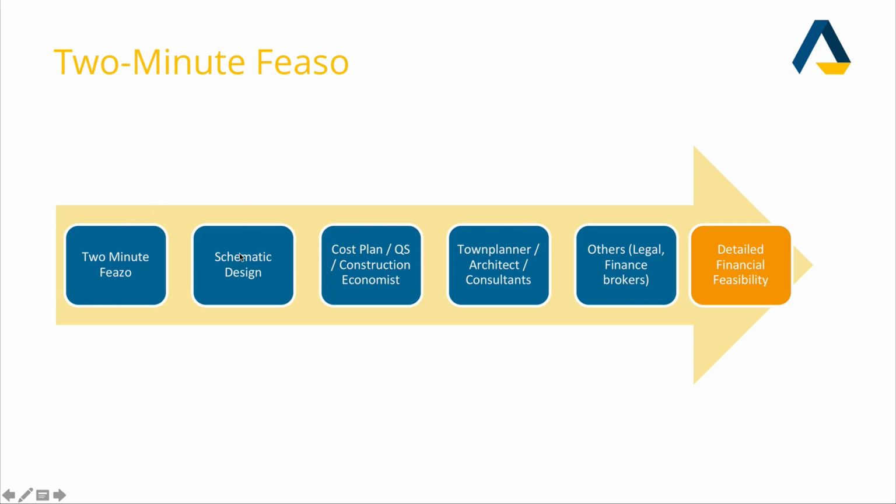What's the next stage? The next stage is to pick up the phone and give a call to your architect and say, look, this is the site that I'm looking at. That's the title. Those are the details. Can you put some schematics for me? And what they do is they create certain rough sketches.